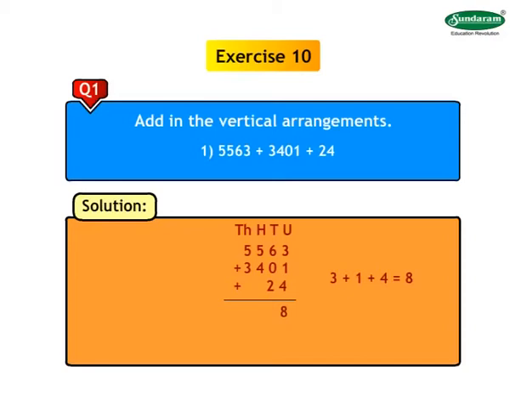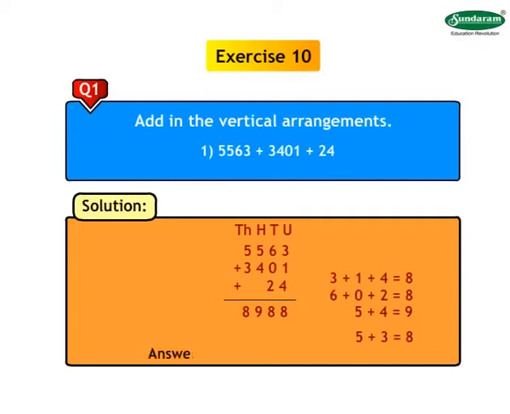Add tens place digits of all three numbers, that is, 6 plus 0 plus 2 is equal to 8. Again write 8 below tens place in answers place. Add the hundreds place digits of the first two numbers, as the third number 24 does not have a hundreds digit. That is, 5 plus 4 is equal to 9. Write 9 in hundreds place in answer. Lastly, add the thousands place digits of the first two numbers, that is, 5 plus 3 is equal to 8. Write 8 in thousands place of the answer.